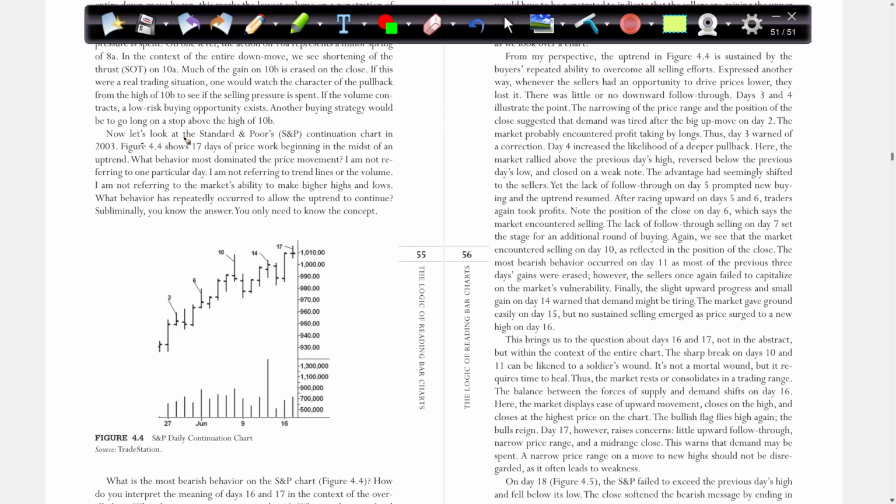Now let's look at a Standard and Poor's continuation chart in 2003. Figure 4.4 shows 17 days of price action beginning in the midst of an uptrend. What behavior most dominated the price movement? I'm not referring to one particular day. I'm not referring to trend lines or the volume. I'm not referring to the market's ability to make higher highs and lows. What behavior has repeatedly occurred to allow the uptrend to continue?